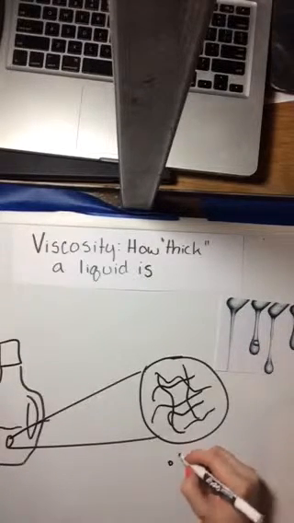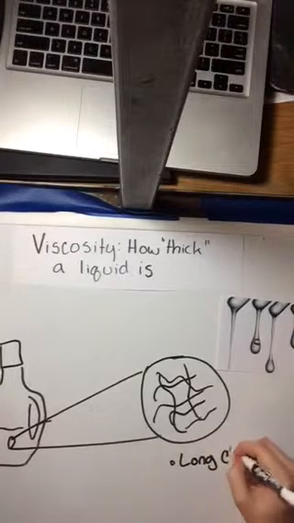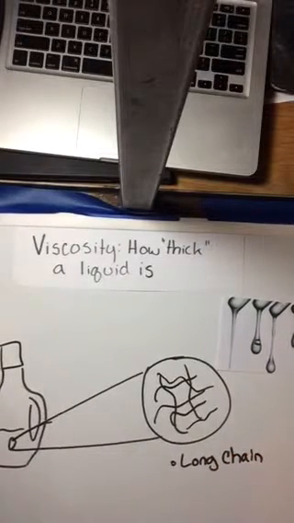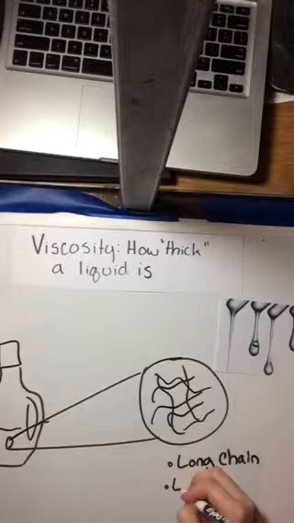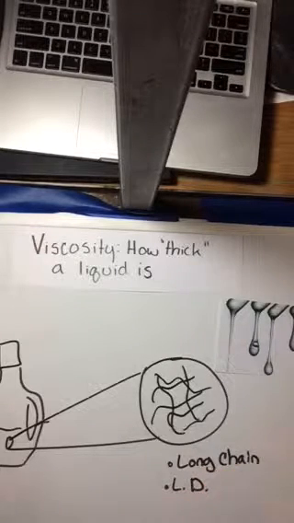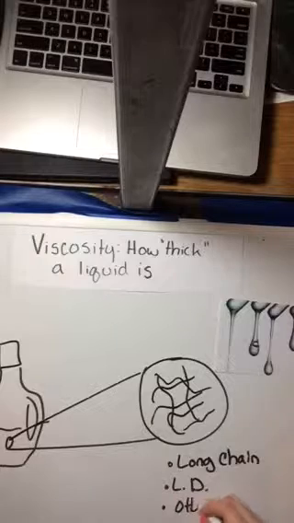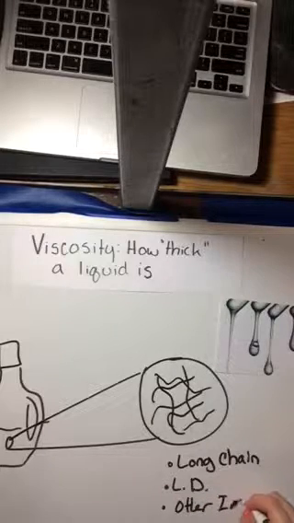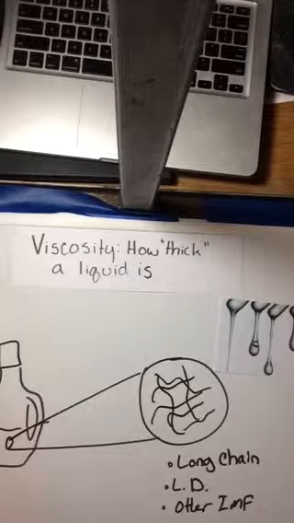Now, long chains experience viscosity. They have London dispersion because they are so large. Also, they can have other IMFs, and the more IMFs they have, the stronger the viscosity is going to be because the more they hold together.